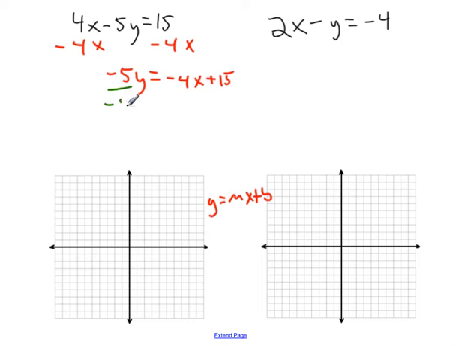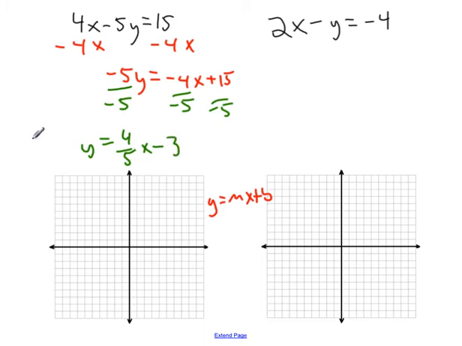We need to get y by itself, so we're going to divide by negative 5. Every term gets divided by it. So we'll have y equals, well, negative 4 over negative 5. The negatives will cancel out, so that'll be 4/5 x. And again, y is by itself now because negative 5 over negative 5 simplifies to 1. So y is now isolated. And then we have 15 divided by negative 5, that will be minus 3. Okay, so now we're in the form of y equals m, which is 4 over 5 in this case, x minus 3, and that's the plus b part.